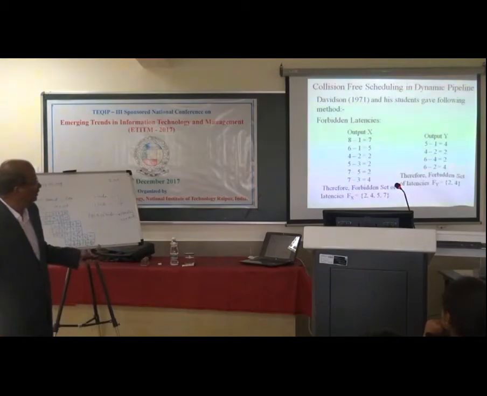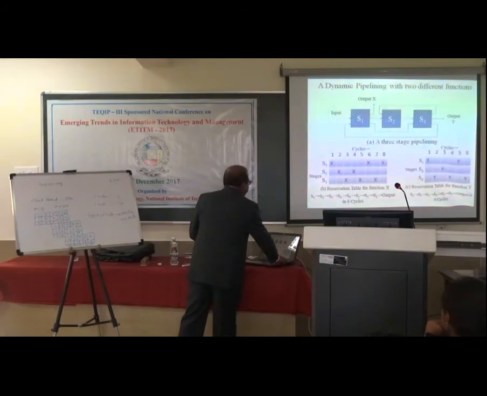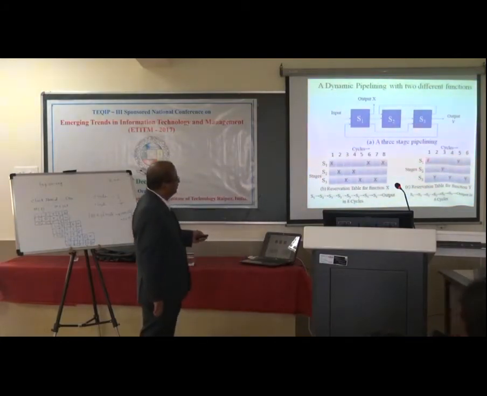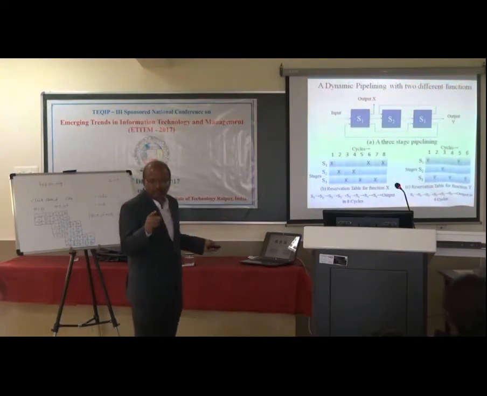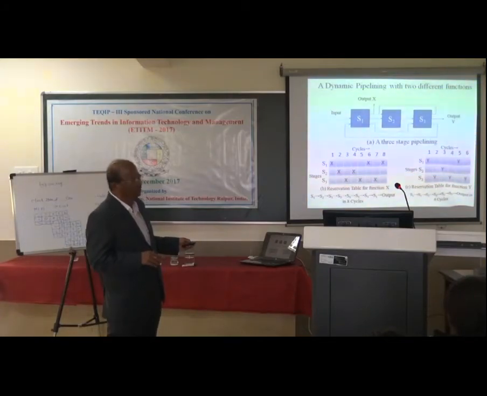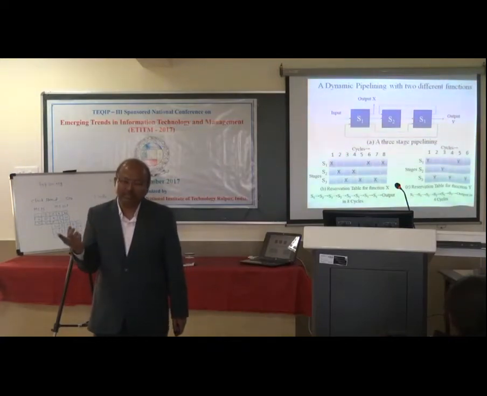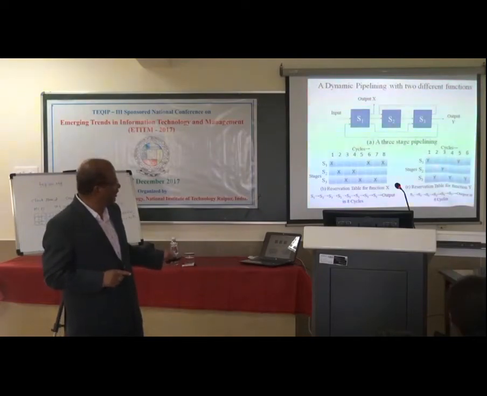And for function y, these are the forbidden latencies and the forbidden set of latencies. That means during cycles 1 and 5, stage 1 is not free. You have to keep that in mind. And you can make use of stage 1 during the second, third and fourth cycle, by some other function, either during the second, third, fourth or sixth clock cycle, but not in 1 and 5.